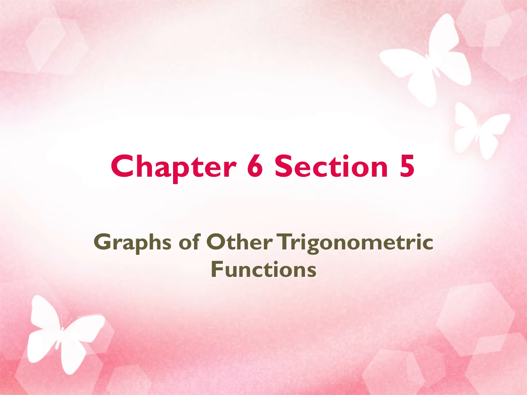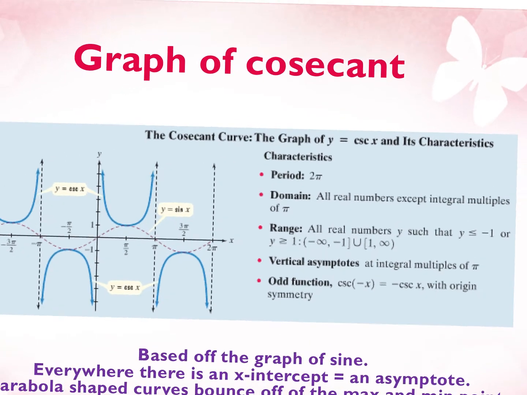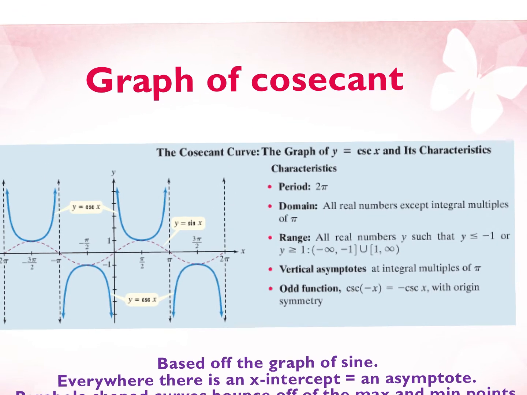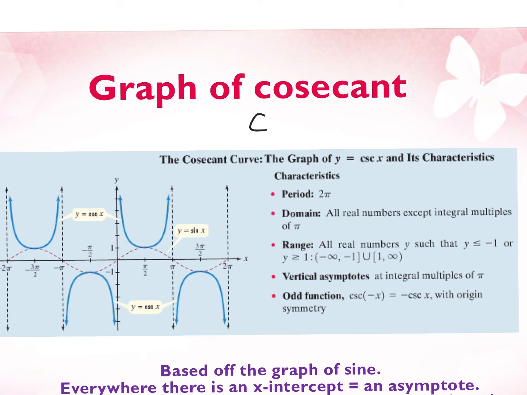So let's go ahead and take a look here. So today we're going to learn how to graph, again, secant and cosecant. So let's first take a look at the graph of cosecant. Again, remember, we're more familiar with seeing the abbreviation for cosecant, which is CSC. So this is how we're used to seeing cosecant.